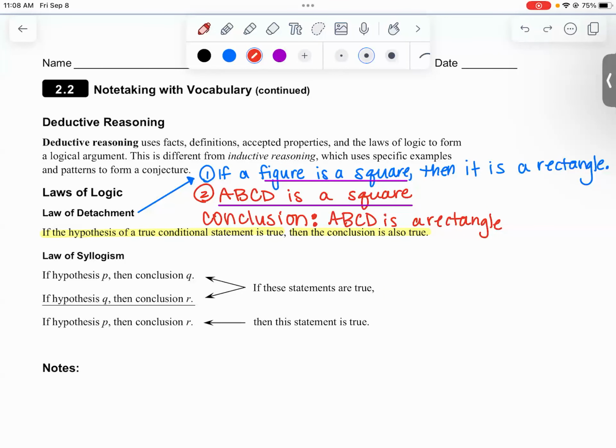Now, the law of syllogism. I kind of like to call this the transitive property of logic. Who can tell me what the transitive property is? Not everyone all at once.